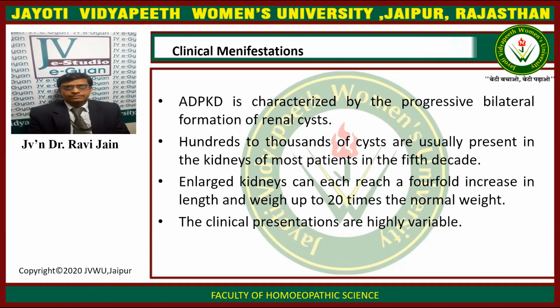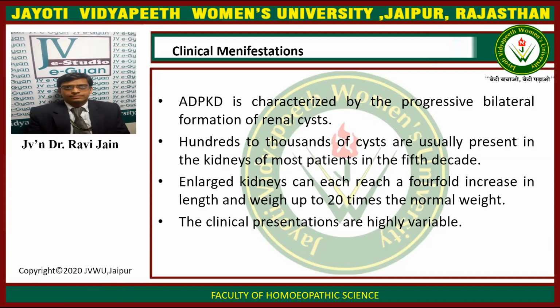The enlarged kidneys can each reach a 4-fold increase in length and weigh up to 20 times the normal weight. Remember the first figure that we saw when starting this topic, there was an increase in size of the kidneys. It was shown that the normal kidney becomes even 20 times greater than its normal size due to the formation of cysts. So the kidneys enlarge, each reaching a 4-fold increase in length, and the weight increases up to 20 times the normal weight of the kidney.